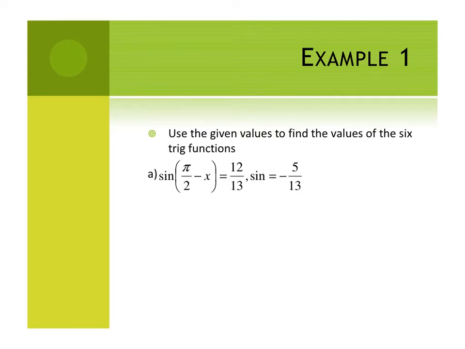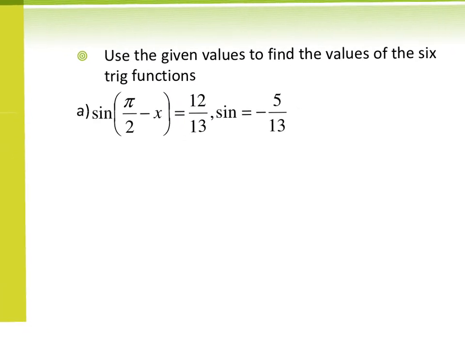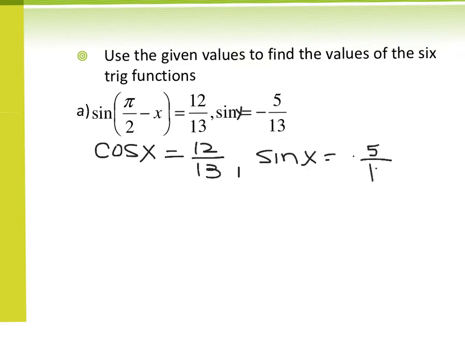Draw a triangle from it. So I could start with the first one, but this time they give me the information in a different way. What is sine of pi over 2 minus x? Cosine of x. So this is a co-function. There should be an x here. Equals negative 5/13. So based on the first piece of information, I can set up a triangle.